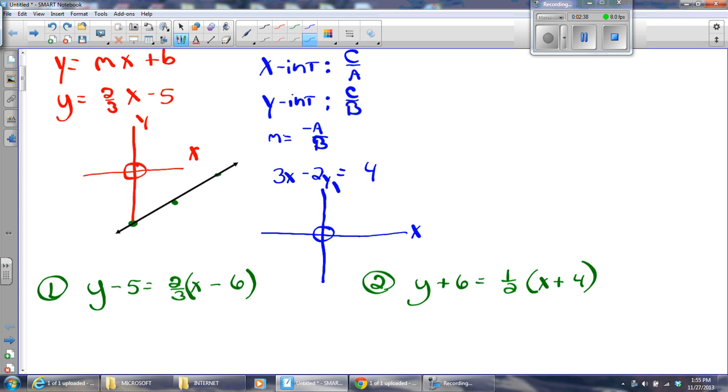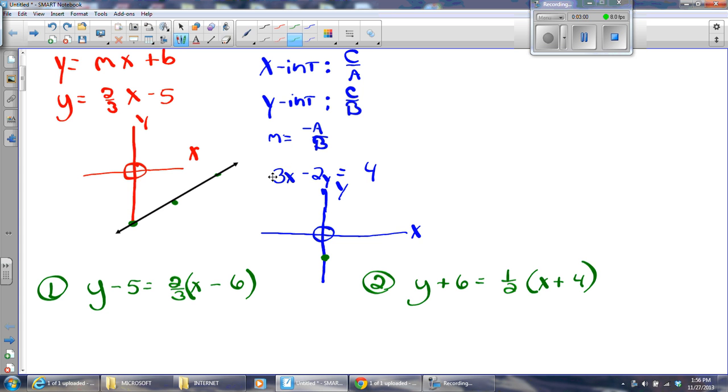Now, I'm not going to do the x-intercept. You can probably figure out why. 4 doesn't divide by 3 evenly. So I'm going to do the y-intercept. Did I say I'm not going to do the x-axis? I meant I'm not going to do the y-intercept. So when I do this, I'm going to do the y-intercept of c divided by b, which would be -2, 1, 2, like that.